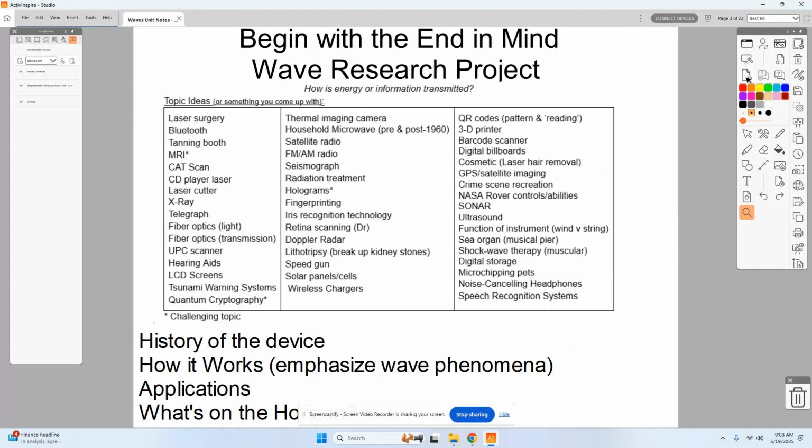The WAVE research project is, just as it sounds, a research that you do related to some piece of technology, and you can see there's probably about 40 or so different things up there to choose from. If something else seems interesting to you, you can just share that with me and what you think might be interesting for you to look at, that'd be fine. Just talk with me on it. So on this list of 40-ish or so things, you'll see things like laser surgery, MRIs, X-rays, fiber optics for transmitting versus with light, fingerprinting, you got holograms, you've got NASA rover capabilities, shockwave therapy. There's a tremendous number of things that you could look at.